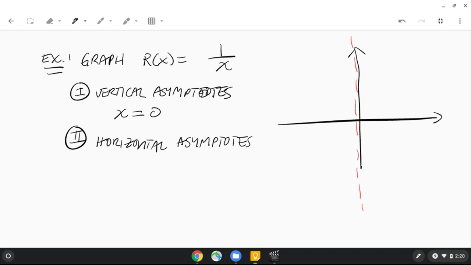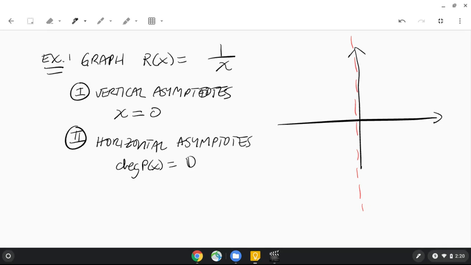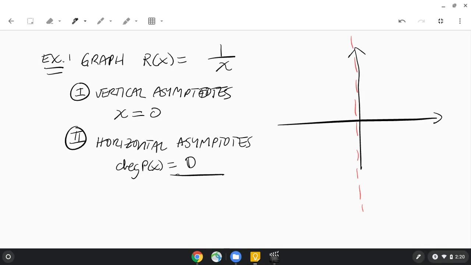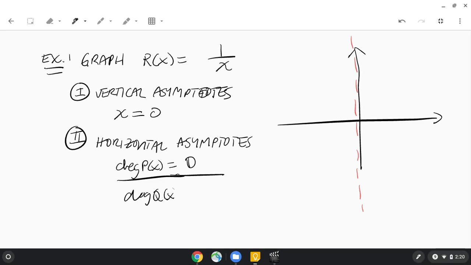Okay, horizontal asymptotes. So the degree on top is 0, and the degree of Q is 1.